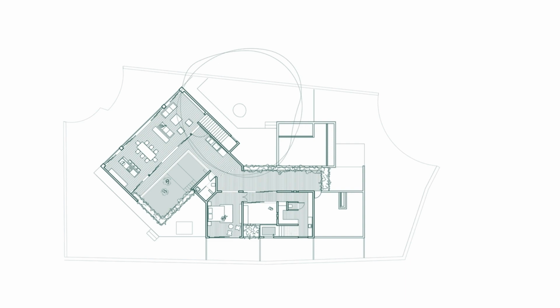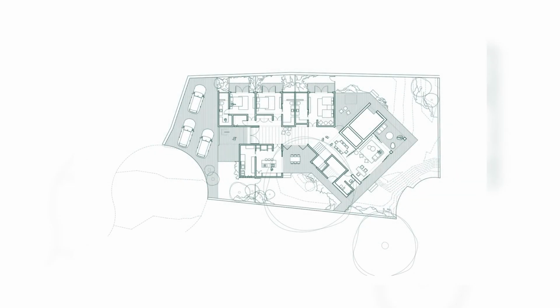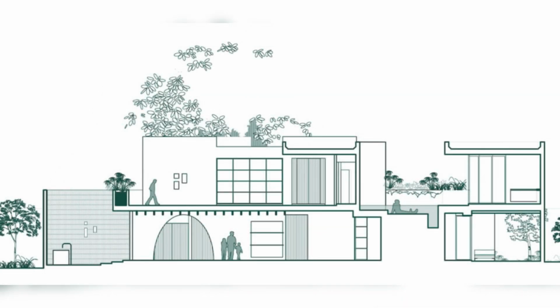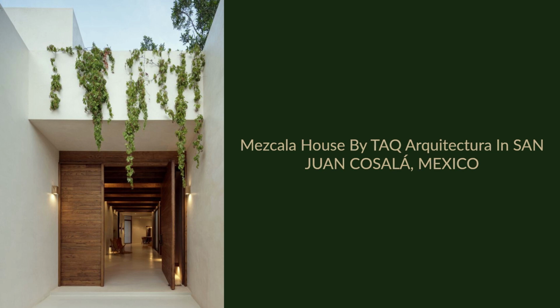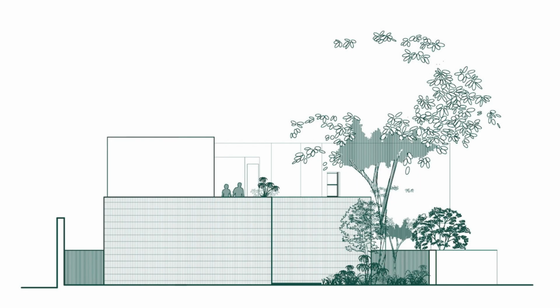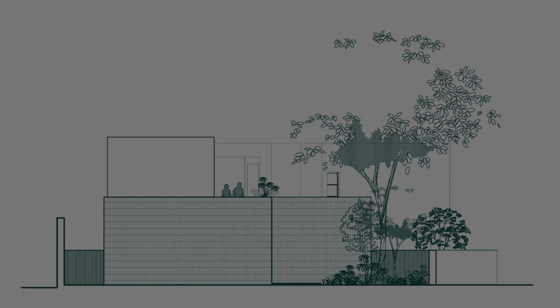The house has 4 bedrooms, 2 of them are for guests, while the others are the children's bedroom and the master bedroom. We decided to place the pool and social terrace area on the 2nd floor to get a better view of the surrounding hill and Lake Chapala.